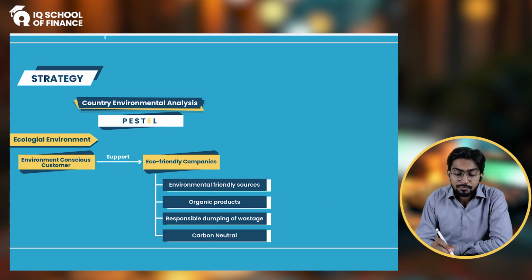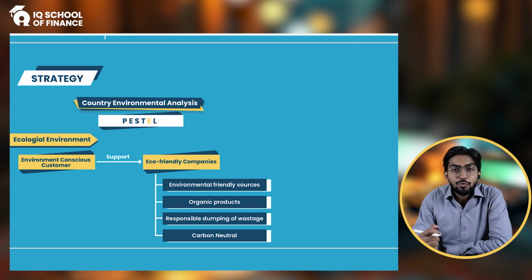If you are sourcing the inputs and raw materials from eco-friendly sources, you are using energy sources which are renewable, which are not harmful to the world and not harmful for the ecosystem. You are using organic products. You are not using chemical fertilizers in producing the raw materials.